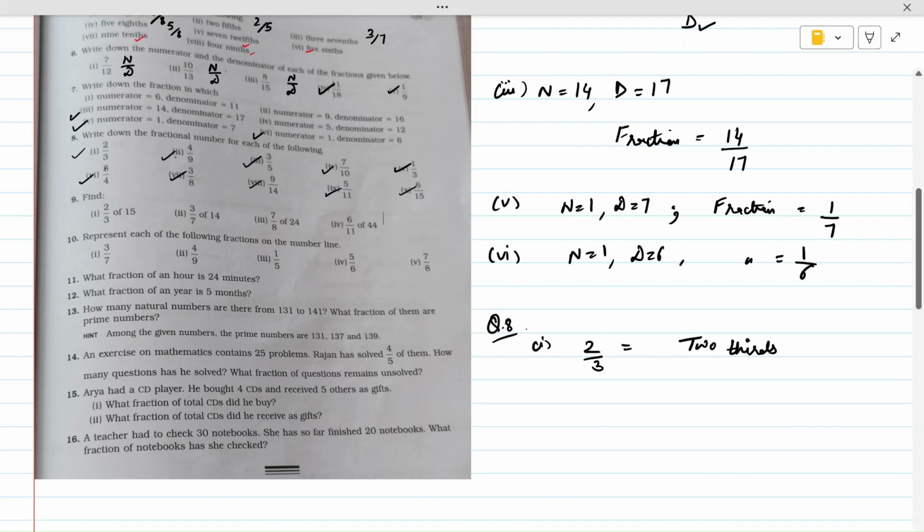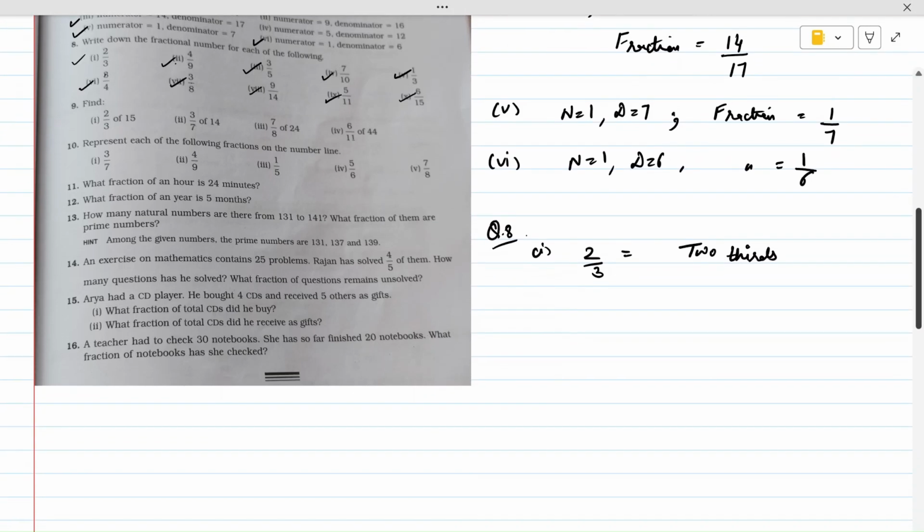Next is find 2 by 3 of 15. So this is general multiplication, kids, that we have to do. We have done many such questions in grade 5, and also we have done a few multiplication questions in Ganita Prakash for the grade 6 syllabus. So 2 by 3 of 15 means 2 by 3 multiplied by 15, the 2 by 3 part of 15 we have to find. So we can just simplify: 3 into 5 is 15, 5 multiplied by 2 is 10 here. Same we have to do in every question.